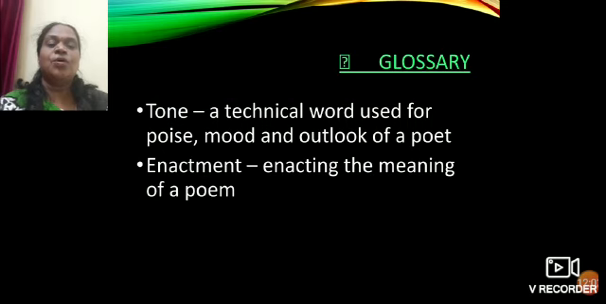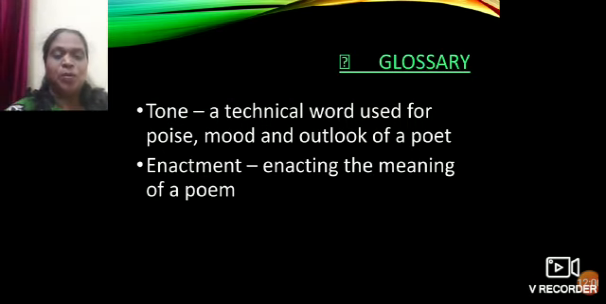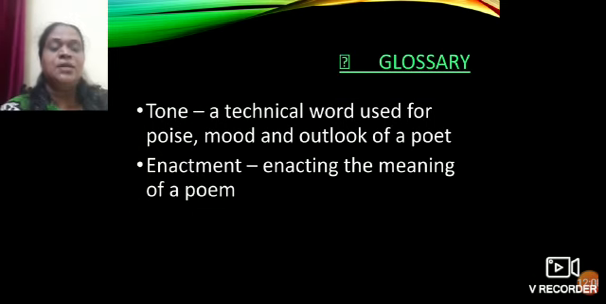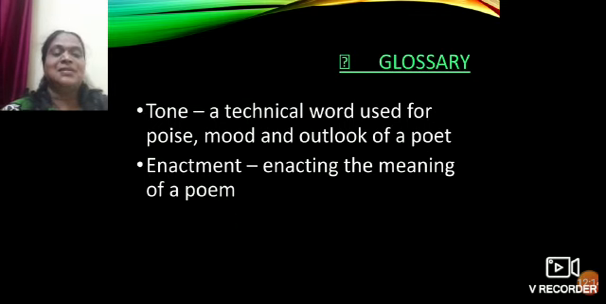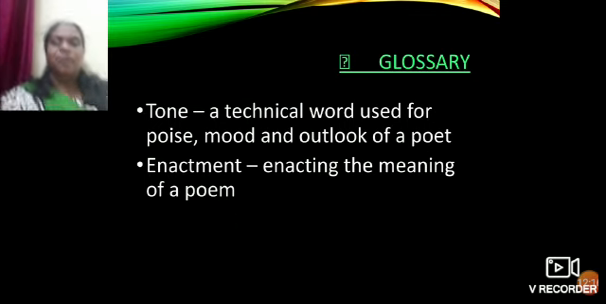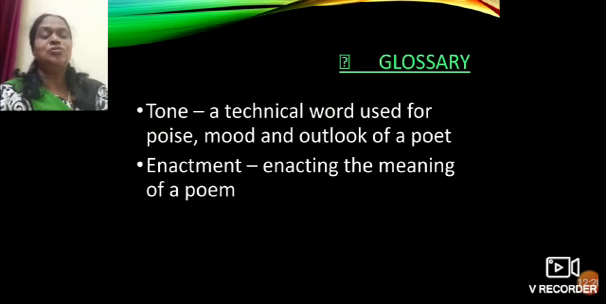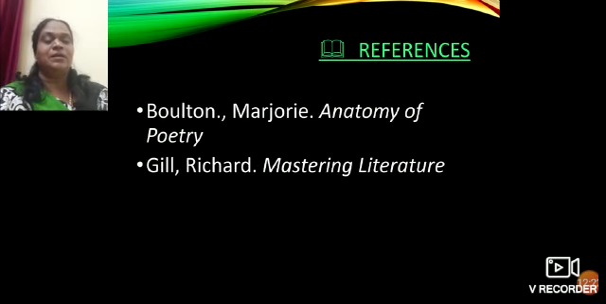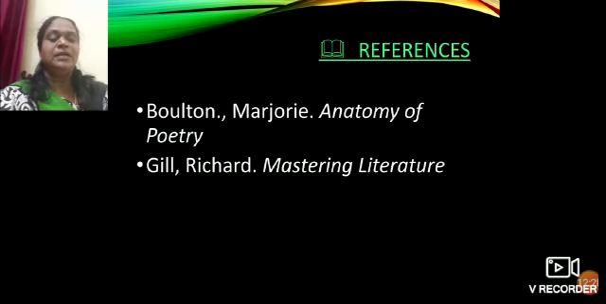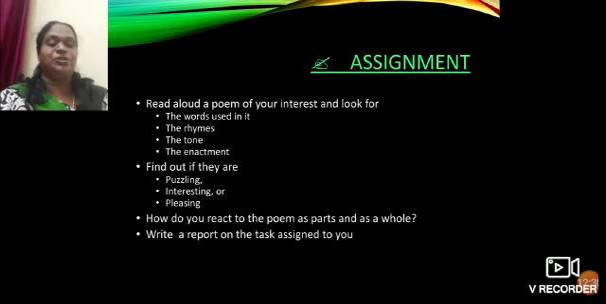Okay, so with these we have looked at two technical terms. One is the tone, that's a technical word used for poise, mood and outlook of a poet. Next is enactment, that is enacting the meaning of a poem. So with these we have had a look at the two technical terms in the glossary. Now here are your references. You can refer to Marjorie Boulton's Anatomy of Poetry and Richard Gill's Mastering Literature.